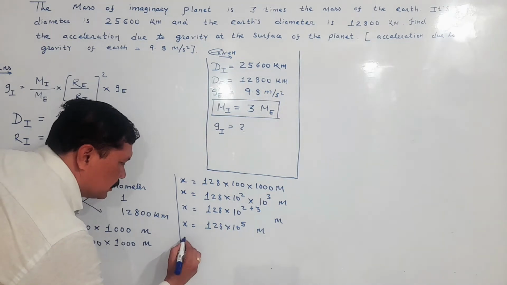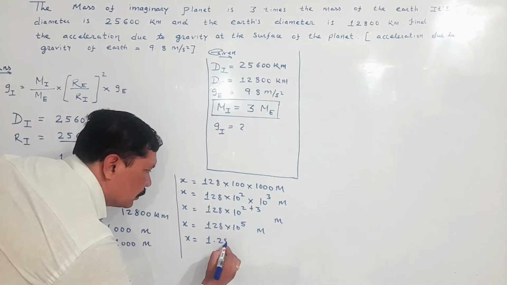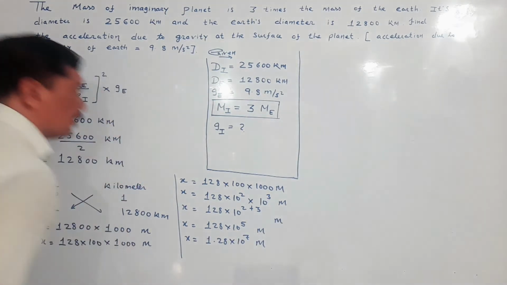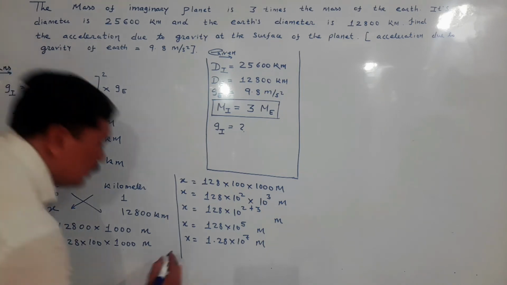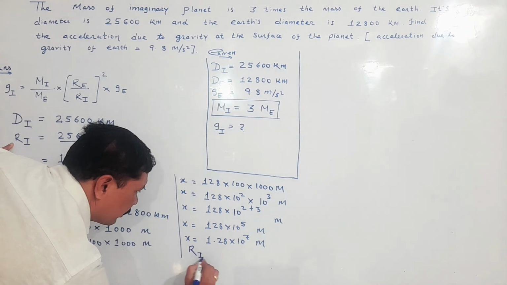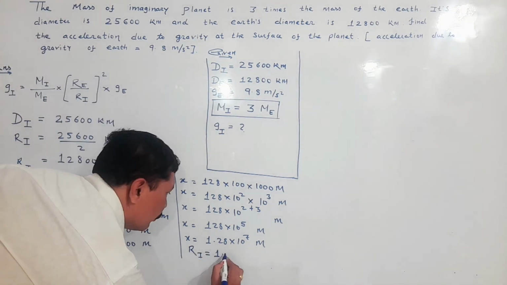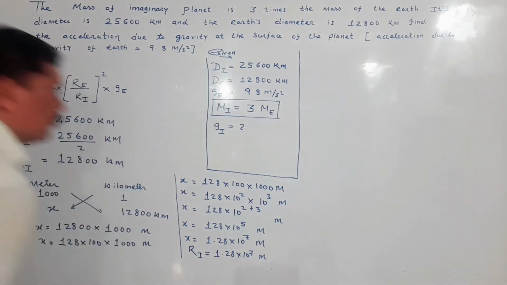So my dear student, x is equal to 1.28 into 10 to the power 7, which we can write according to scientific notation. So what is x? Here we have found the radius of the imaginary planet, and the radius of the imaginary planet is 1.28 into 10 to the power 7 meter.